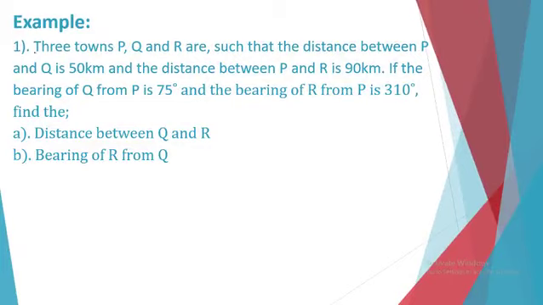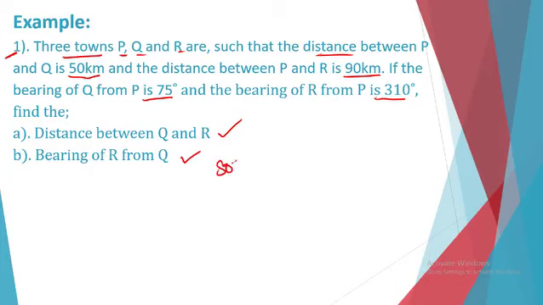We have an example here on the screen. It says three towns, which are P, Q, and R, are such that the distance between P and Q is 50 kilometers, and the distance between P and R is 90 kilometers. If the bearing of Q from P is 75 degrees, and the bearing of R from P is 310 degrees, find the distance between Q and R, and then the bearing of R from Q.